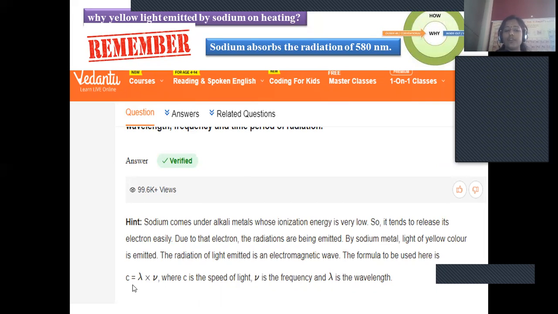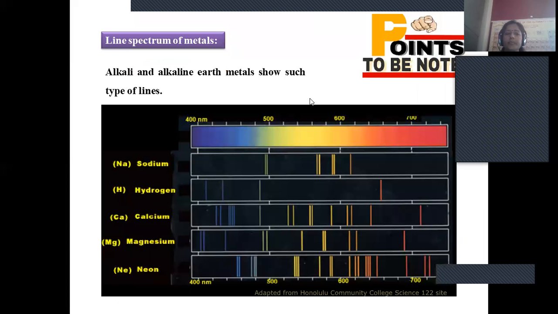The formula for the calculation of the speed of light is c equals lambda times nu. Here c denotes the speed of light, which is a universal constant value. Lambda is the wavelength of light, which can be measured in different units. Nu is the frequency of the light. This is the reason why sodium exhibits this yellow color, because its distinct characteristic absorption region lies at 580 nanometers, so it gives the yellow color. This is because of the radiation of energy by this electron emission.